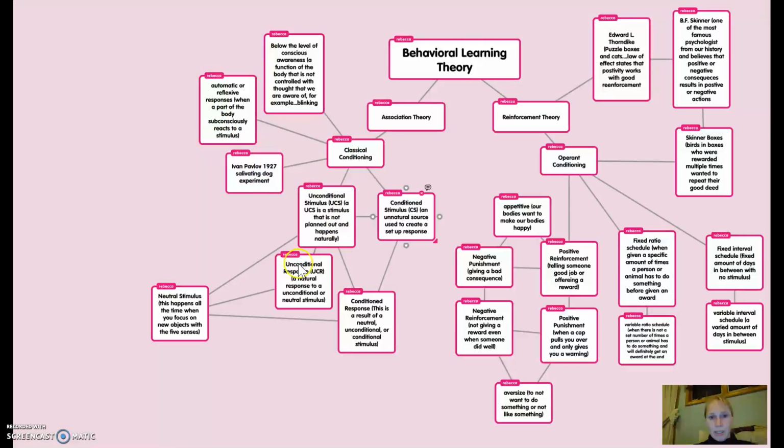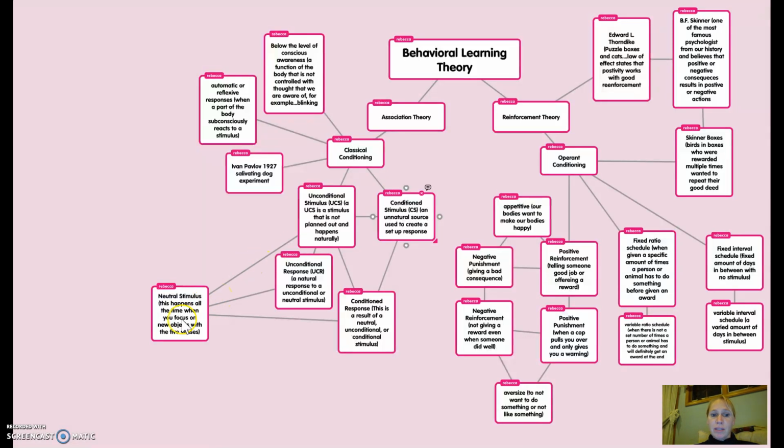In classical conditioning, we learned about the unconditioned stimulus, the conditioned stimulus, the unconditioned response, and the conditioned response. Along with the unconditioned stimulus and the unconditioned response is the neutral stimulus. Basically, the neutral stimulus and the unconditioned stimulus go hand in hand. They're almost the same exact thing.